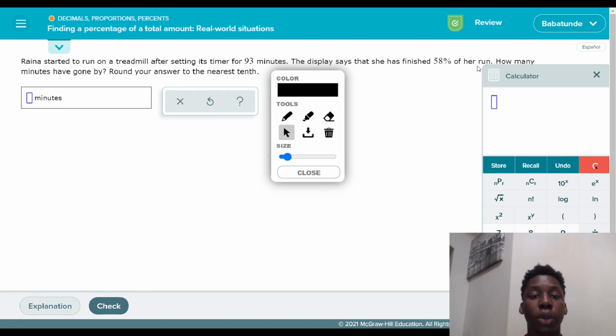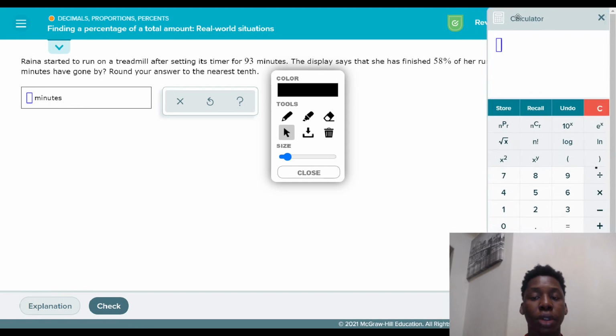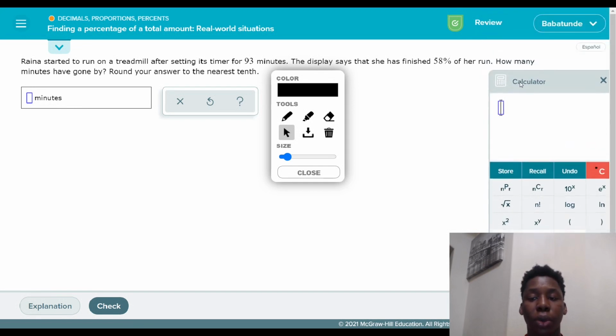The first step that I want to take whenever I'm working with this kind of question is to read and understand the question carefully, because sometimes some people solve the wrong thing. They're not solving what they're supposed to solve. So I want to read and understand what I'm working with first.